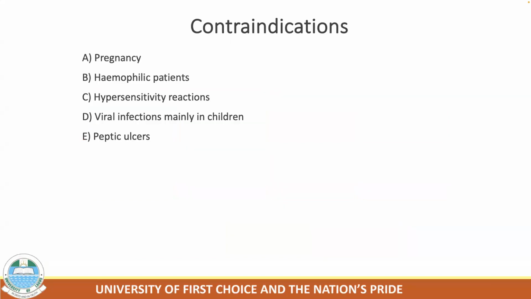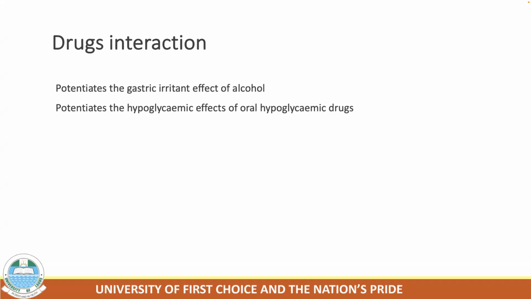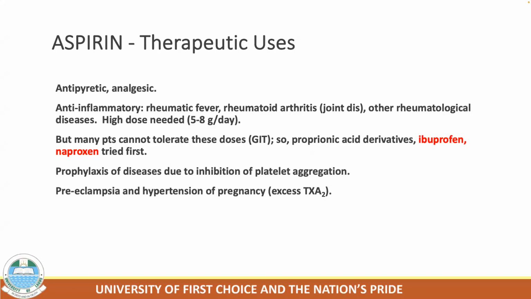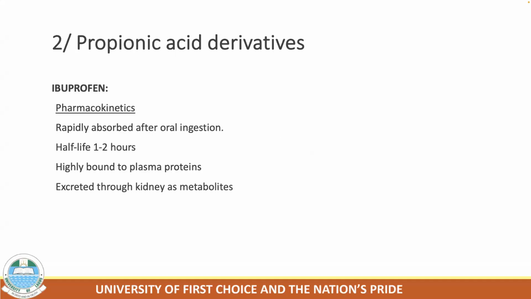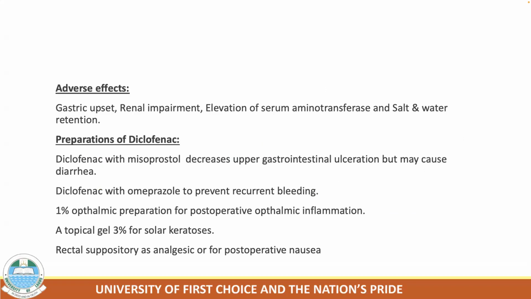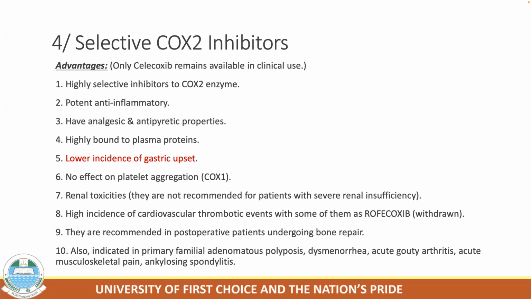Of course, NSAIDs are contraindicated in pregnancy, patients with bleeding irregularities, hemophilia, hypersensitivity reactions, viral infections in children, and people with peptic ulcer. Of course, you know why. There are a lot of drug reactions for the medicines. Now, I'm going to send this to you. Please ensure you pay attention to each of the classes and the notes on them.